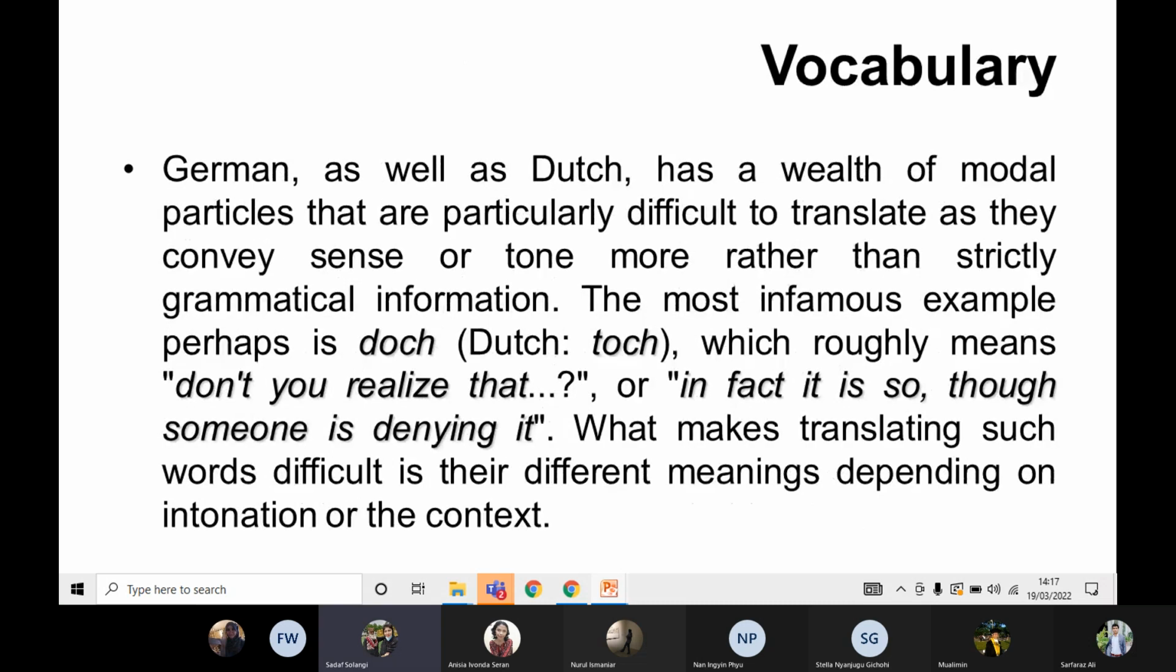Yeah, so we have vocabulary. German as well as Dutch has a wealth of modal particles that are particularly difficult to translate as they convey sense or tone rather than strictly grammatical information. The most infamous example perhaps is the Dutch one, which roughly means don't you realize that? Or in fact it is so, though someone is denying it. What makes translating such words difficult is that their meaning depends on intonation or the context. So from this we can say that intonation and the context give an effect in language. Please change the slide.